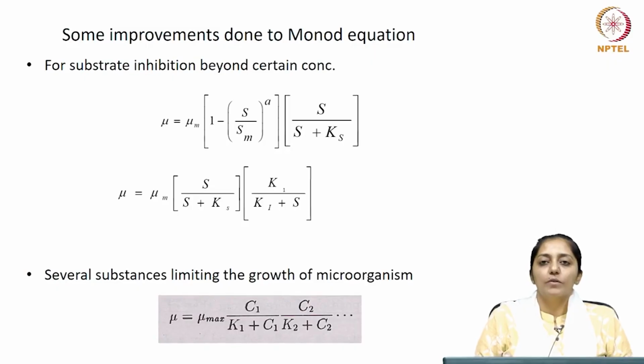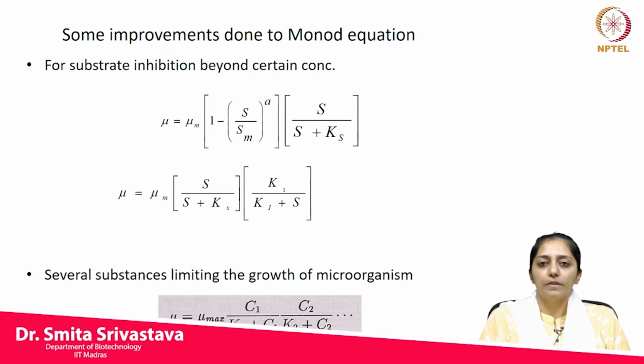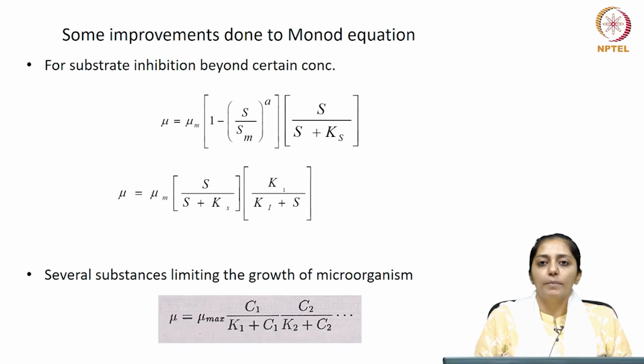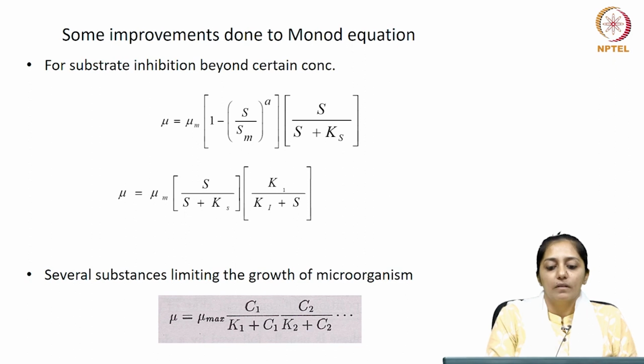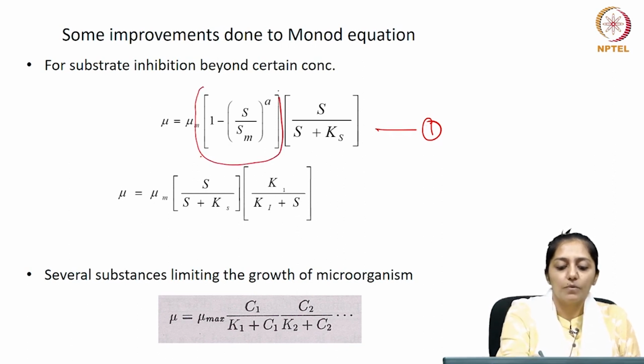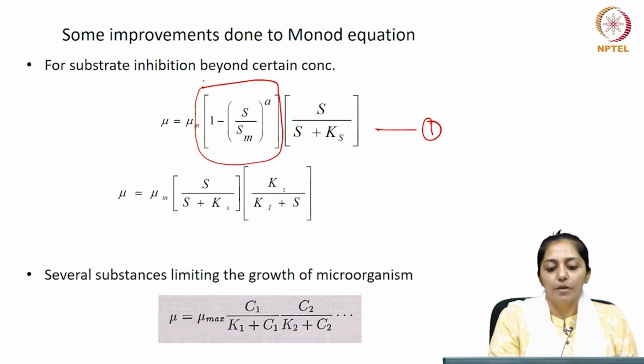Welcome back. So, yesterday we were talking about some of the modifications which have been made in Monod's growth model to depict growth rate of the cultures in fermentations. So, let's see some of these modifications. For substrate inhibition beyond certain concentration, the equation number 1, where the first term of the equation is demonstrating the inhibition effect of the inhibitory substrate on the specific growth rate.